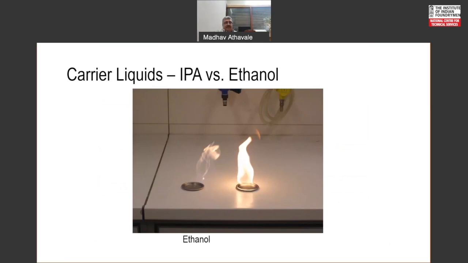On the left hand side is ethanol. Ethanol will tend to give you a slightly bluish flame, while IPA will have a yellowish flame and it will be slightly soupy.